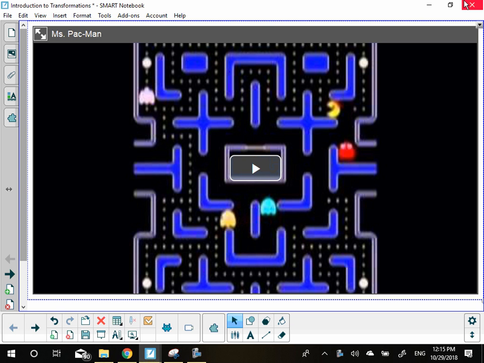So I'm going to start it off, kind of showing you guys an example of this Pac-Man. You guys see that okay? Should I turn off the light? Yeah, I'll turn off the light. You see it.